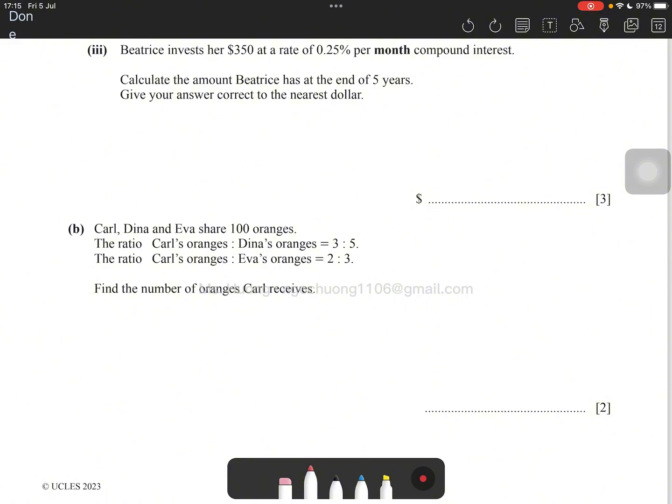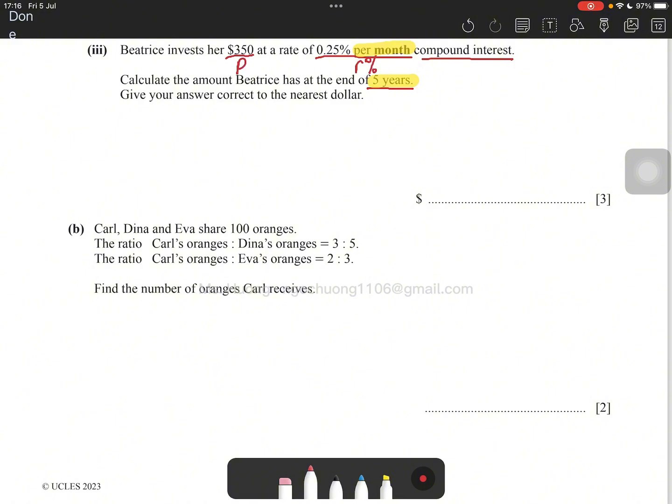Number 3. Beatrice invests her $350. This is P. At a rate of 0.25% per month. This is the interest rate. Compound interest. Calculate the amount Beatrice has at the end of 5 years. So you notice that this is the interest rate per month, but the time is 5 years. They don't have the same units, so we need to convert them so that they have the same units.